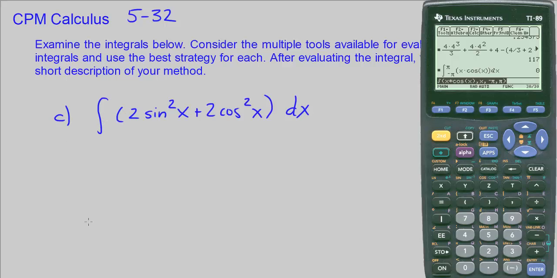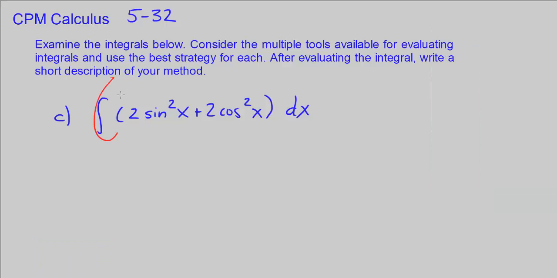Part C, we have the indefinite integral, right? We don't have any starting and stopping point. We don't have the boundaries of 2 sine squared x plus 2 cosine squared x dx. Okay, so that means graphing it probably won't help because we don't have regions that we're looking specifically at, right? So we had to think of something else.